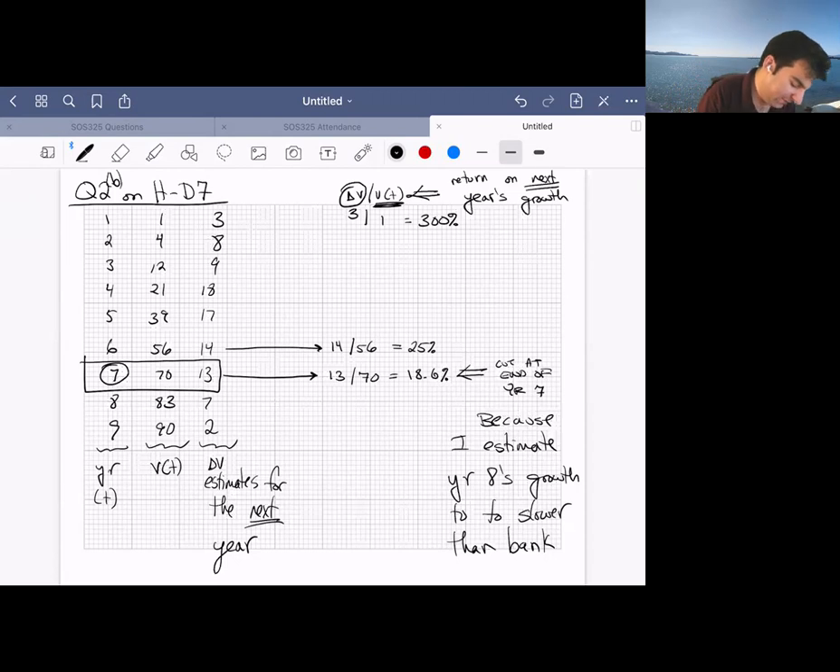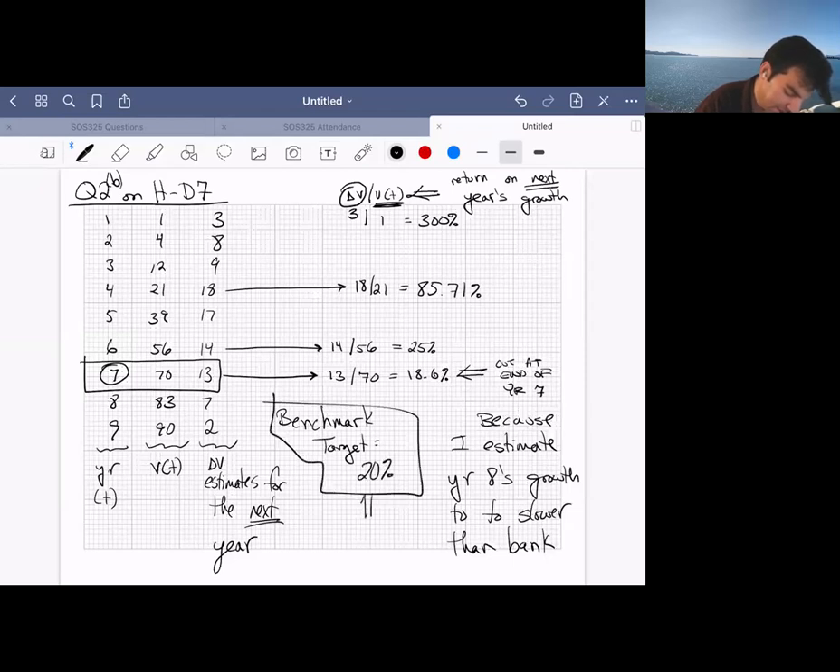Yeah, so just to fill in this table a little bit more, for example, in year 4, I've got 18 divided by 21, which is 85.71%. And then remember our benchmark target is 20%. That's what the bank can give us. And so we cut in the year when the delta V that we estimate for the next year gives us less than what we would get from the bank. So for all of these, all are better than the bank.